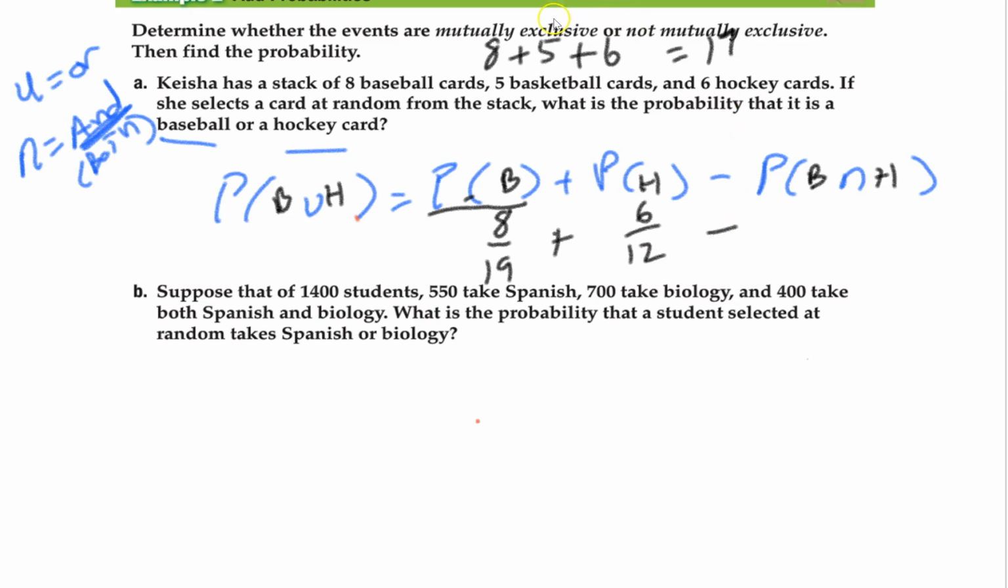Now here's what we talk about, is it mutually exclusive or not? Is there a card that's both baseball and hockey? There's not. I can't get a baseball and hockey card. There's no card that has both sports. So this is 0, which means it's mutually exclusive. They have nothing in common. So if I add those up, this should have been 19. I don't know why I put 12. And I get 14 out of 19.